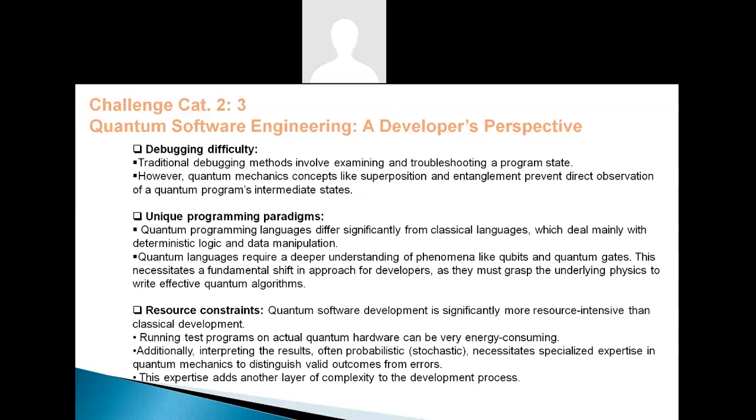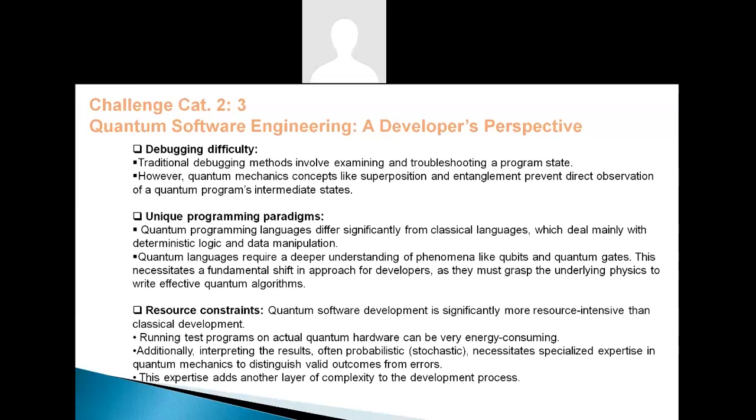In classical computers, you are using 0 or 1 to design a logic, while here you are using qubits, that is, n number of qubits, or the quantum gates. Okay, this necessitates a fundamental shift in approach for developers basically. Next one is a resource constraint. Quantum software development is significantly more resource intensive than classical development.